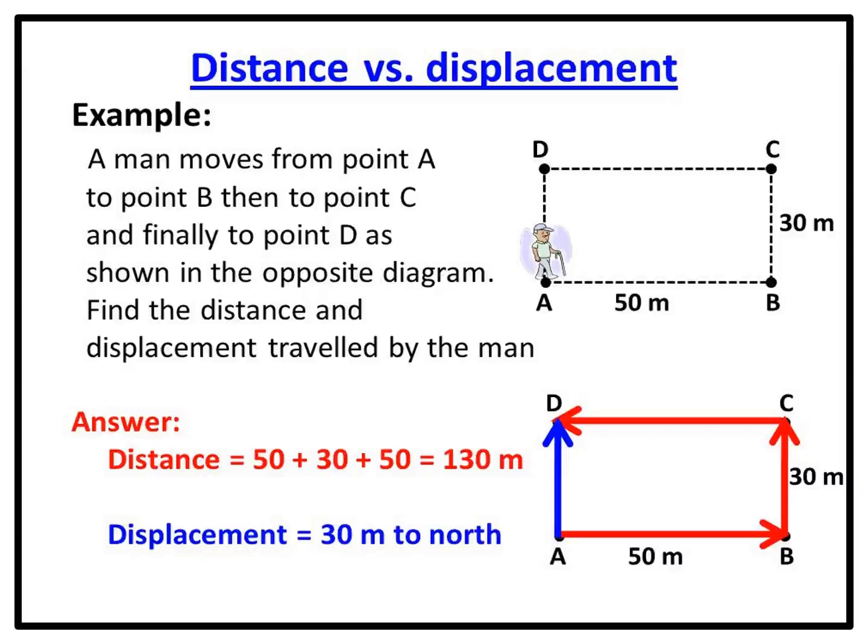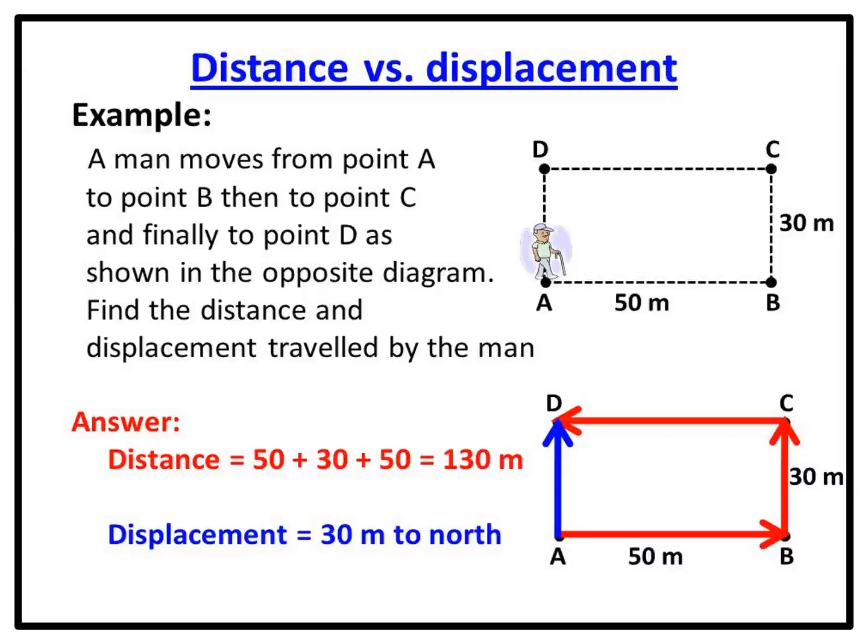Okay, children? And in distance we only say the magnitude, isn't it? Because it is a scalar quantity. Okay, a scalar quantity tells only that value, the magnitude. But what does displacement say? It is a vector quantity. So it tells about what? Direction and magnitude. 30 meter.